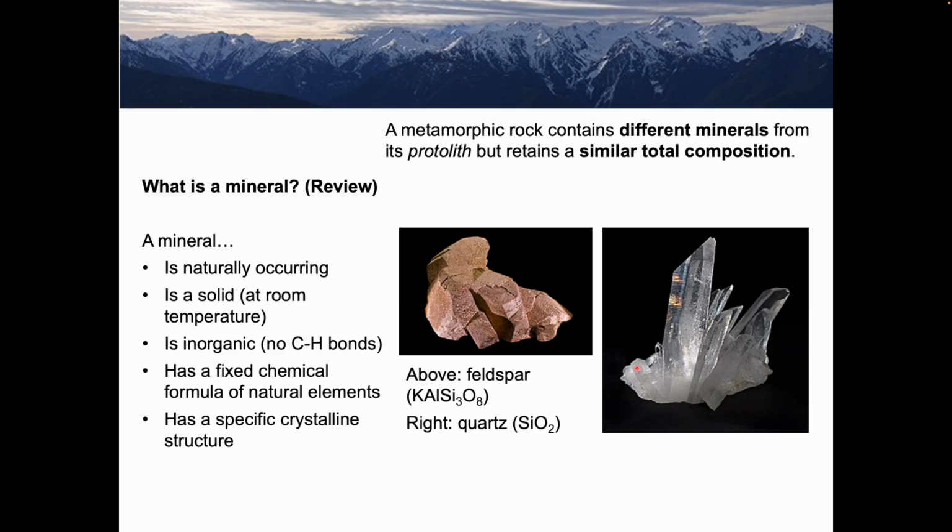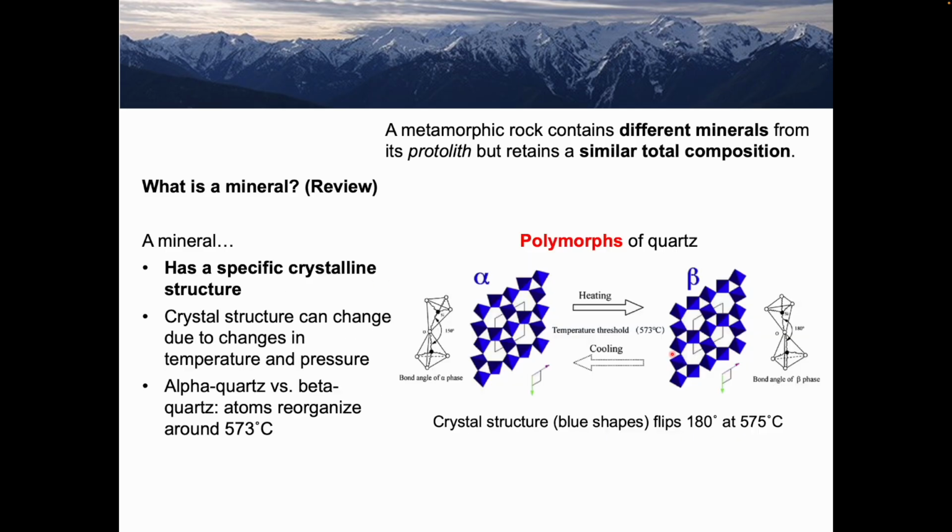So let's review what minerals are, because a metamorphic rock contains different minerals from its protolith, but retains a similar overall total composition. A mineral has to be naturally occurring, a solid at room temperature, and inorganic, so no carbon to hydrogen bonds. It has to have a fixed chemical formula of natural elements, and it has to have a specific crystalline structure. Here we've got feldspar and quartz, 2 examples of common minerals.